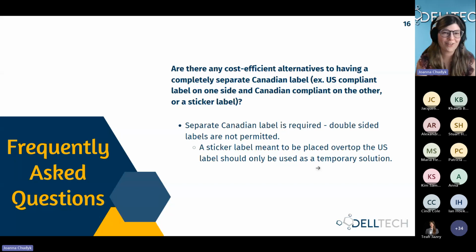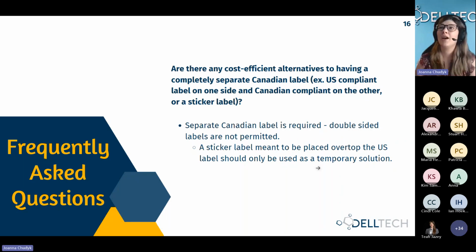So, of course, there's always ways that clients look to work around these differences and how they can have a cost-efficient alternative to having a completely separate Canadian food label. And some of the ideas that our clients come to us with is having one label, but on the front panel, you have your Canadian compliant label, and on the back, you have the US compliant label. And that would avoid having to have two separate labels for each country. However, this is not actually acceptable in Canada. The double-sided labels, because you're including information from the US on there and the required statements for the US, CFIA doesn't like to see that information. They like to see that the food product label has language and information that's specific to the Canadian regulatory requirements.